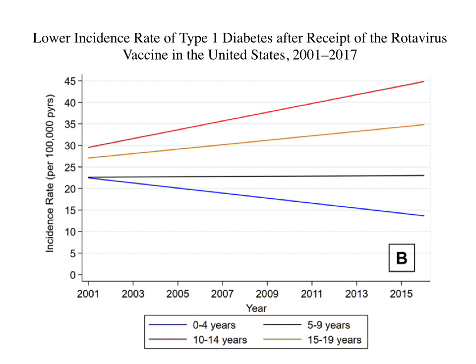Rotavirus infection has been shown to accelerate the destruction of beta cells in diabetes-prone mice and leads to pathogenic infection of the pancreas. So the vaccines preventing the rotavirus infection may be indirectly protecting the pancreas from the damage from these ubiquitous viruses.